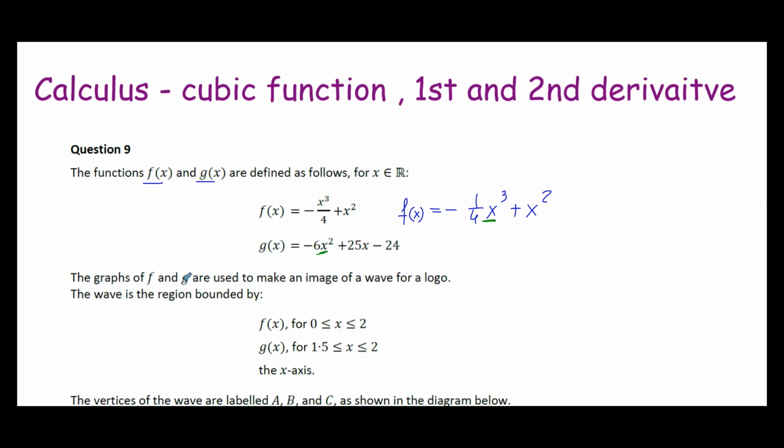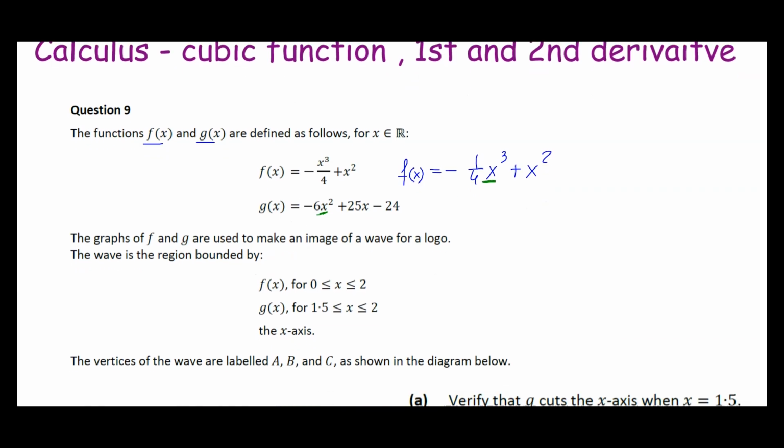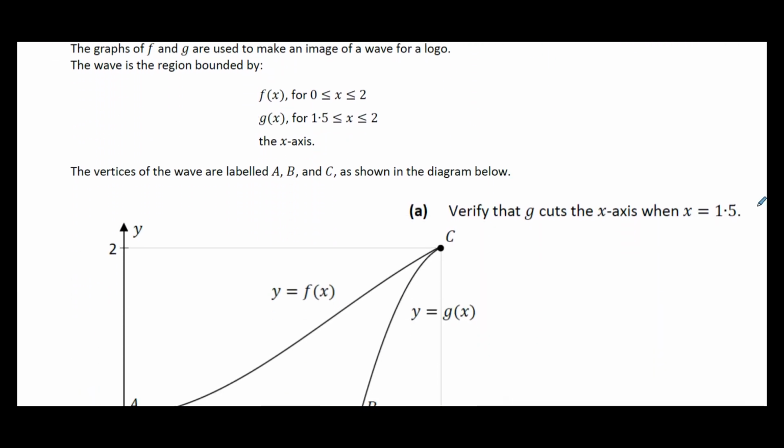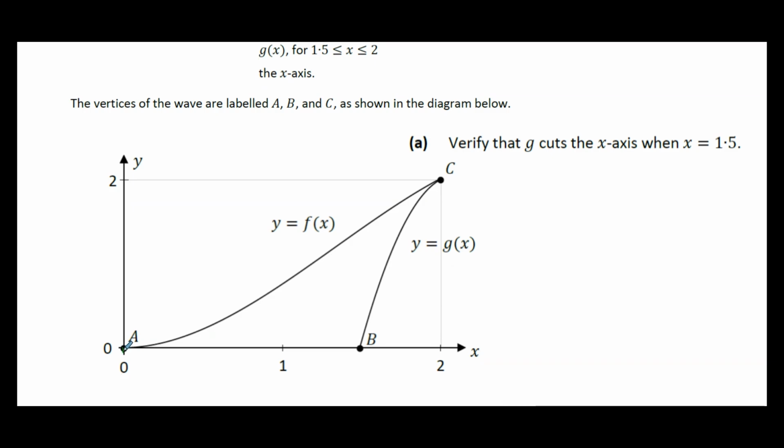The graphs of f and g are used to make an image of a wave for a logo. The wave is the region bounded by... So what does it mean that it is bounded by? It means that for function f, the cubic one, the value of x is between 0 and 2. We can see that on the graph: that's my 0, that's my 2, and that's my f function, within those two limits.